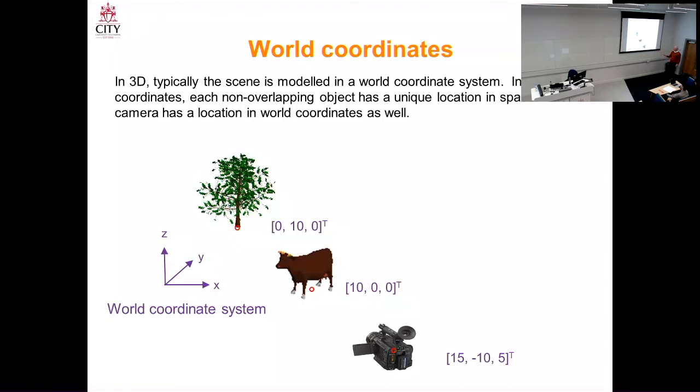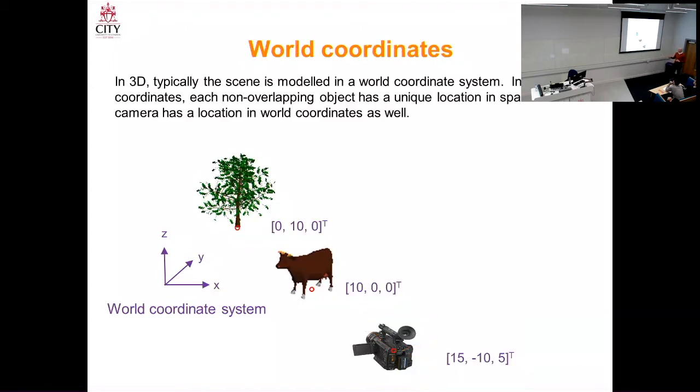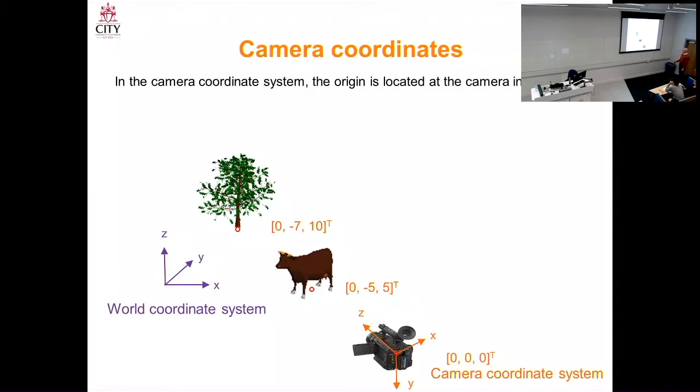And I might have a camera as well that's recording the scene. And that has a location in space as well. So in my world coordinate system, all of these objects have a unique location. There's also a camera coordinate system. Here it's related to the world coordinate system, except in the camera coordinate system, the origin is at the center of the camera. Here, the origin might be somewhere else, like some point through space. But in the camera coordinate system, the origin is at the camera, the center of projection.